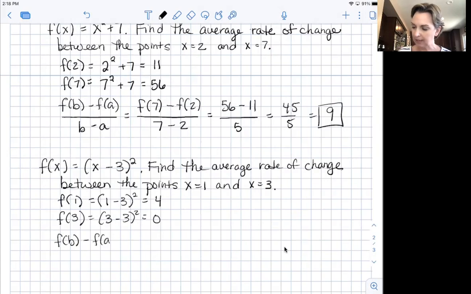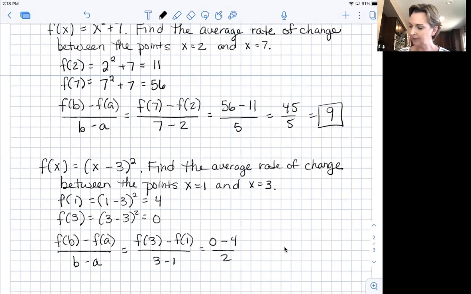I always just like to rewrite it first. Okay, so your b in this case is 3. So your function at 3 minus your function at 1, all over 3 minus 1. So the value of your function at 3 is 0. And the value of your function at 1 was 4. Okay, so your answer is -2.